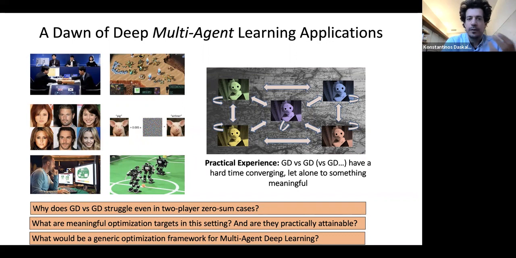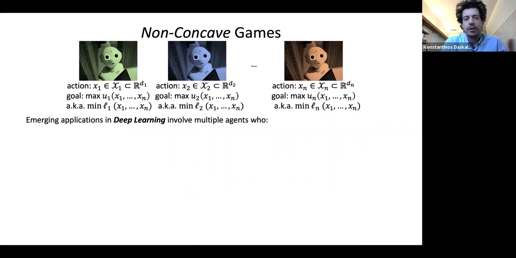First, let's write a concrete model. For the rest of the talk, I'm imagining a setting where you have N agents. Every agent has to choose a parameter vector. And every agent has a utility function or a loss function. It's the same thing up to a minus sign. They want to maximize a utility function or minimize a loss function, whatever. What makes this a game is that the utility of an agent depends on what they do and what the other agents are doing.